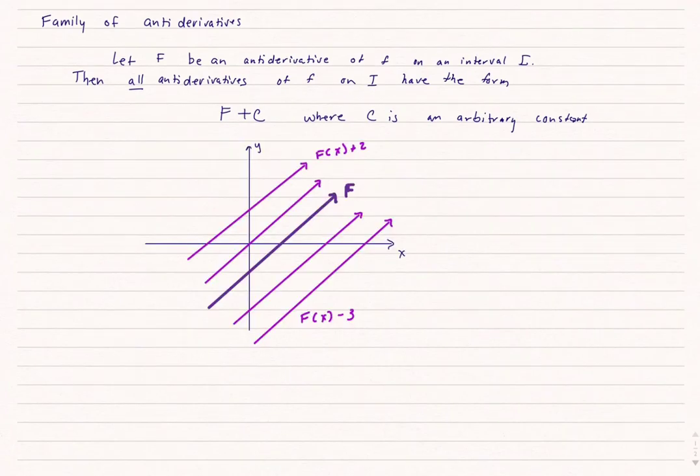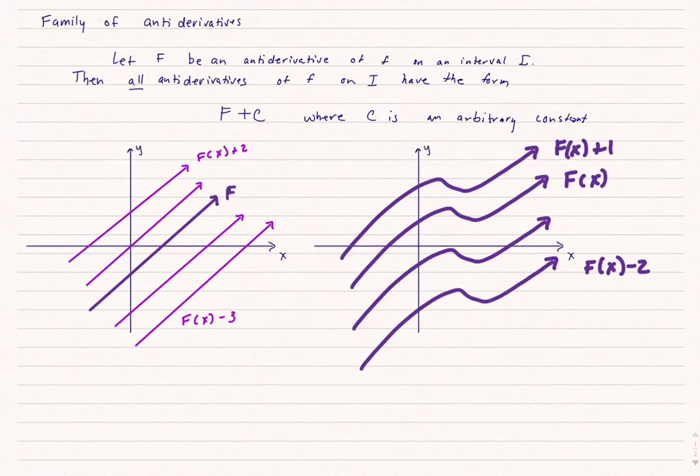If I were to graph my F and then my plus c's, I see that I could take my function and shift it up and shift it down by any arbitrary constant. F doesn't have to be a line. I could let F be a curvy function. And again, if I added any arbitrary number or subtracted any arbitrary number, I still have a family of antiderivatives.